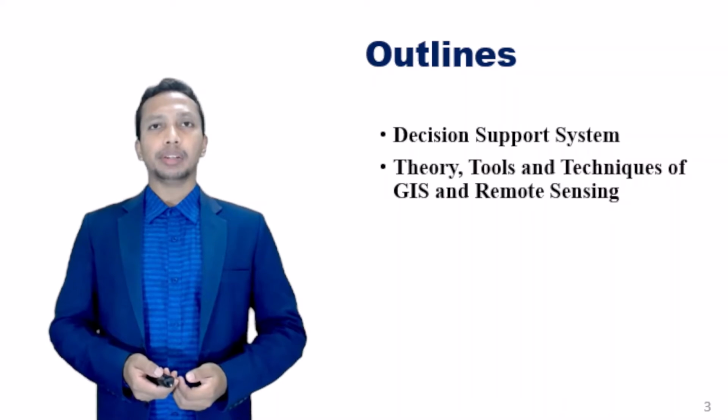After this video, you will be able to explain the concepts of Decision Support System, that means DSS, and theories, tools and techniques in GIS and RS for urban planning in the context of climate change. Let's begin with a brief explanation.